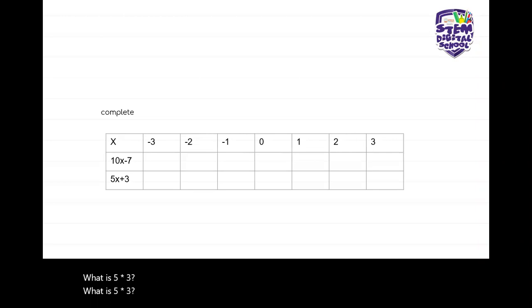Right, Natalie says 15. Great. Can you add 3 to 15? What is 15 plus 3? 18, right. 18 is the correct answer. So in other words, if x is 3, then 5x plus 3 will give you 18, right? That will be 18.